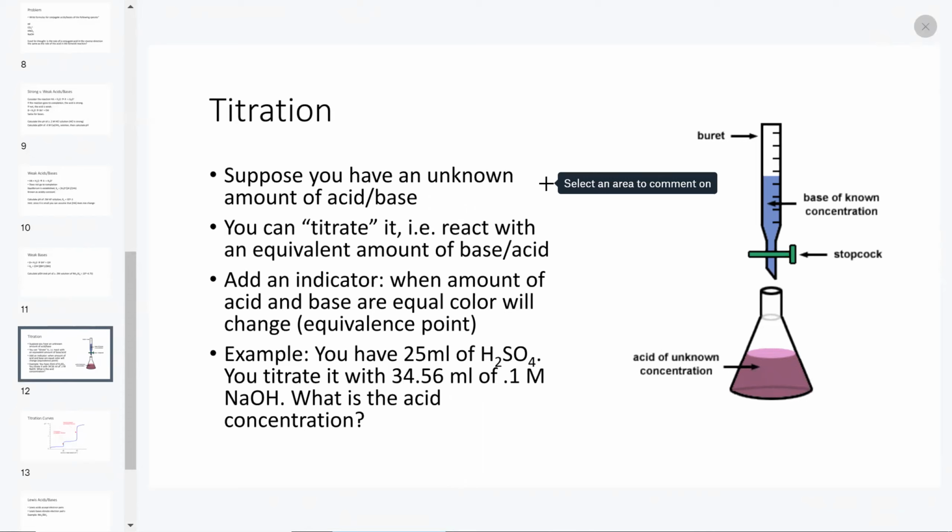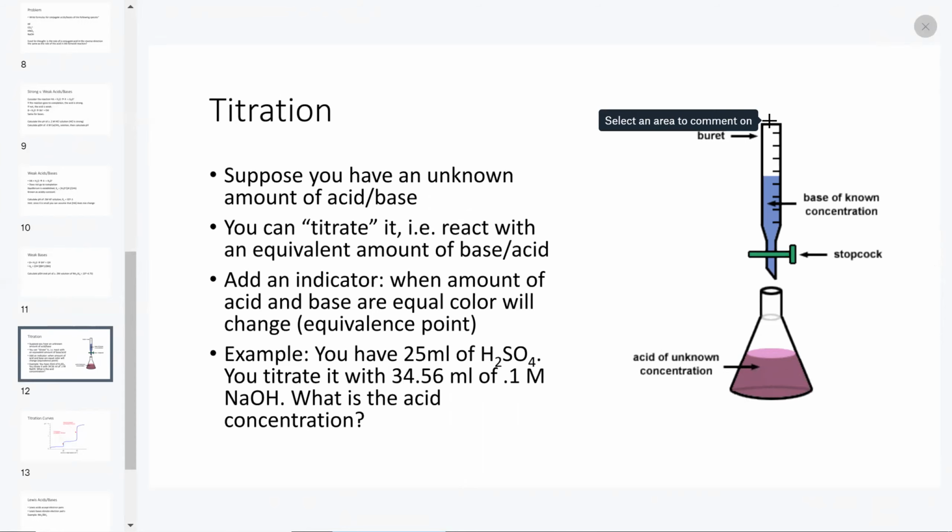Okay, so let's just suppose we have an unknown amount of acid or base. Then you can titrate it. So you react with some amount of base or acid. If you have an unknown acid, you react with base. If you have an unknown base, you react with acid. Here we have unknown acid, so we react with base.